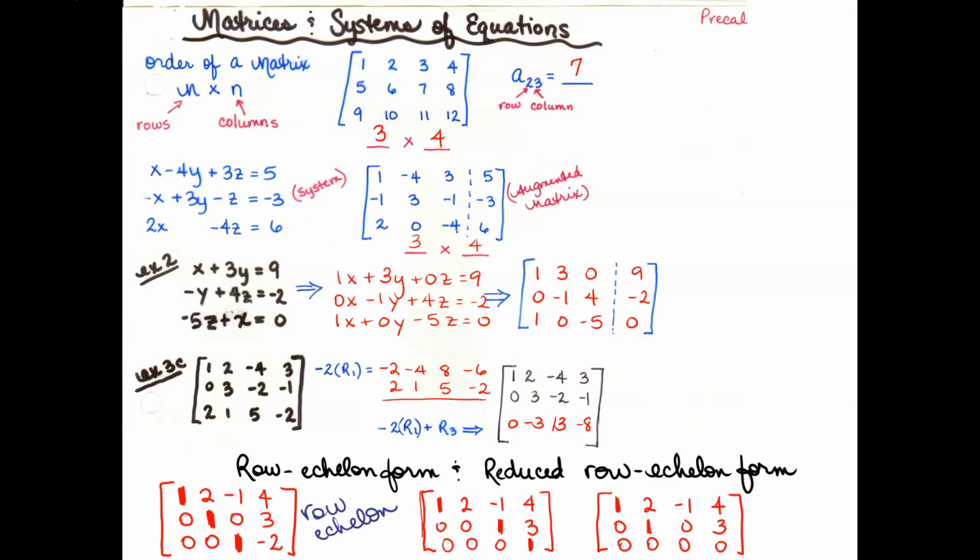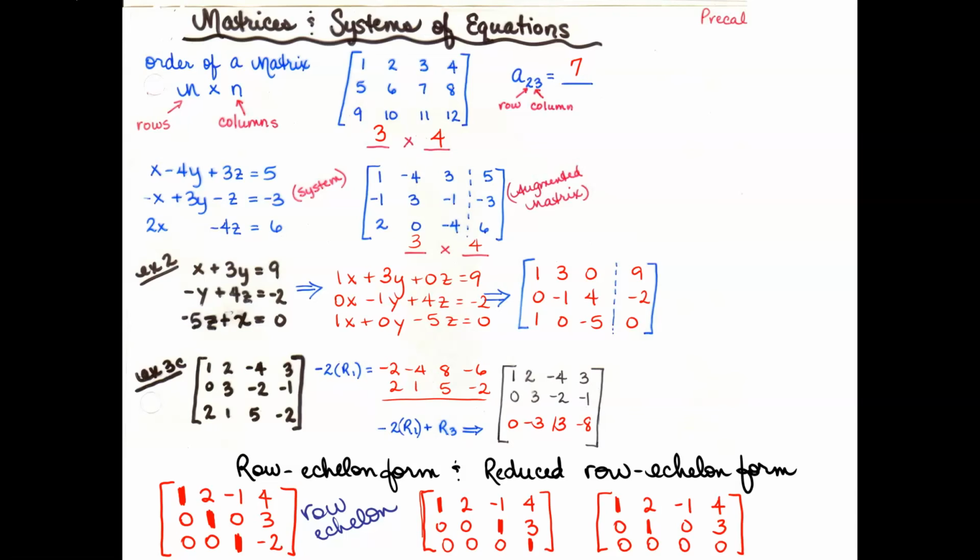The last thing we want to talk about today is row echelon form and reduced row echelon form, because we're giving ourselves all the tools and all the terminology that we're going to need to, in our next lesson, be able to solve a system using our matrices. All right, so row echelon form is when you have a matrix where the first non-zero number in every row is a 1.